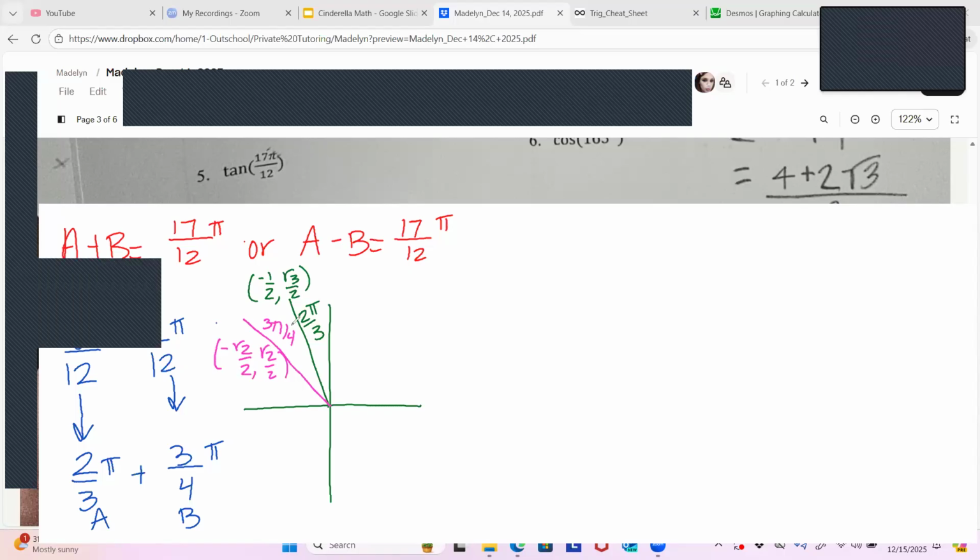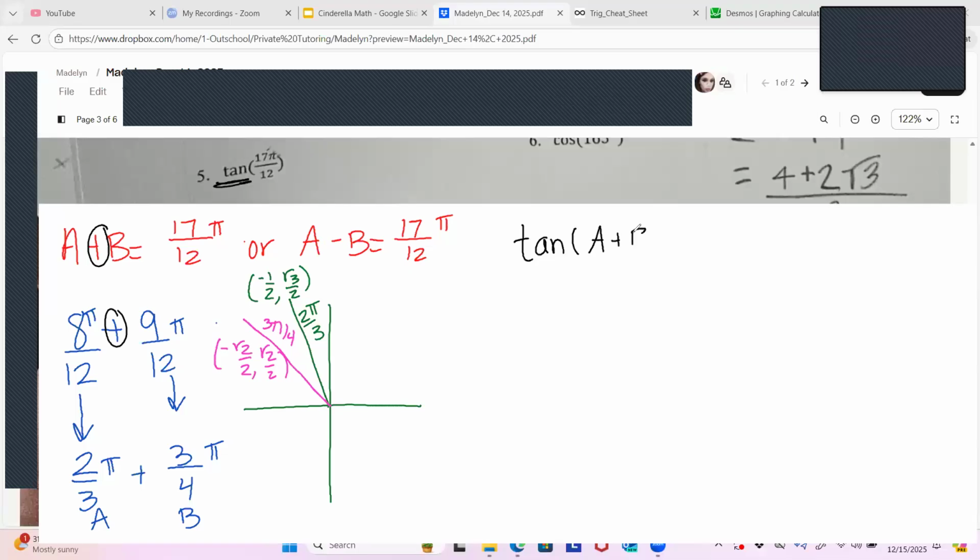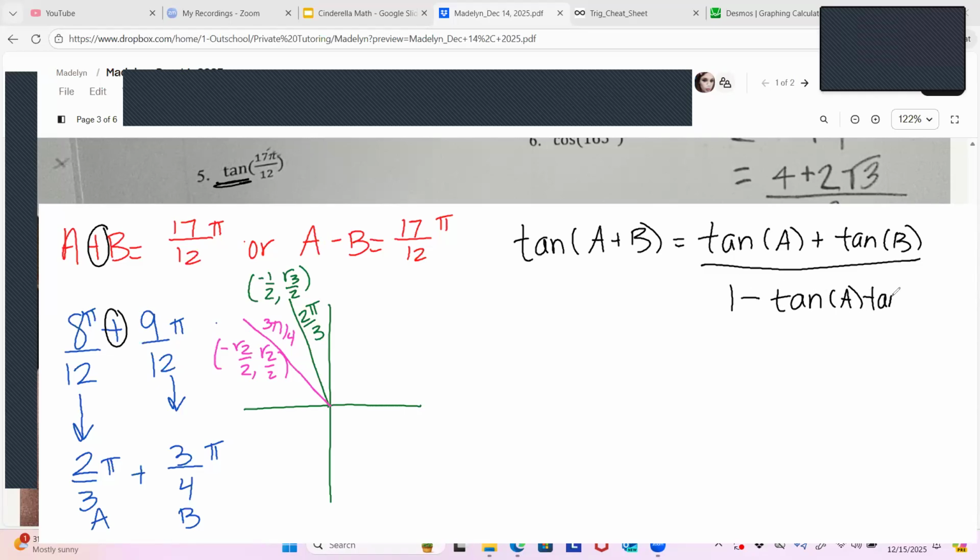Okay, so now we figured it out. We did find an A and a B where both of them are on the unit circle. Added together, they come out to 17 pi over 12. So now we need to jot down the formula for tan, and we did an adding. So that's the same formula we had a second ago. It was tan of A plus B is tan of A plus tan of B all over 1 minus tan of A times tan of B. So I just remembered it from the previous question.